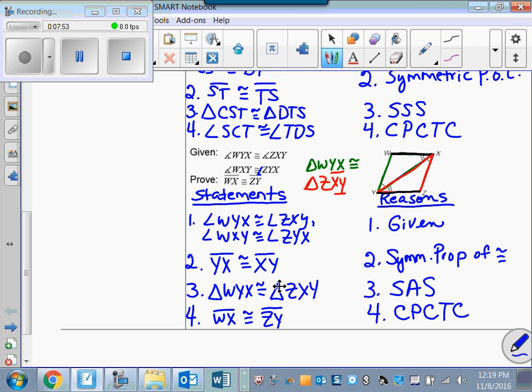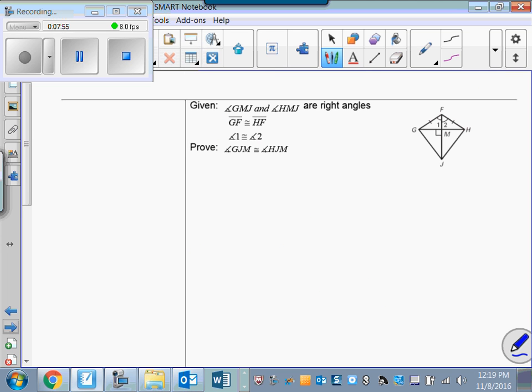All right, one more proof I'll do for you, and then we'll save the other one. I'm going to pause right here and write down the given information just to save a little bit of time. So you do that too, and then we'll come back together.